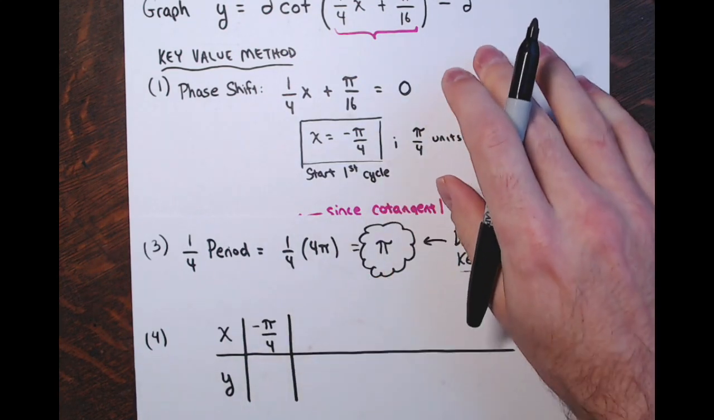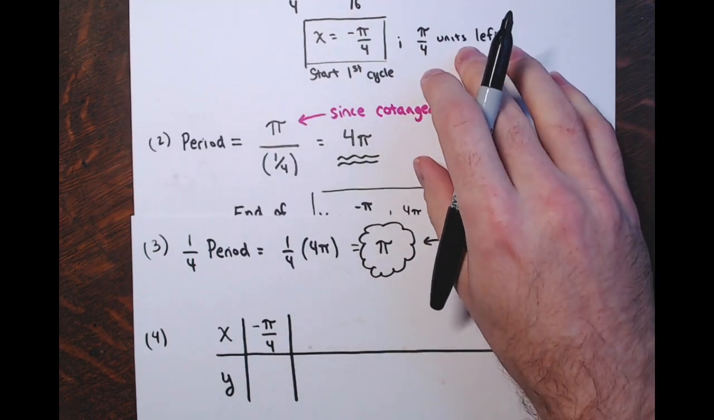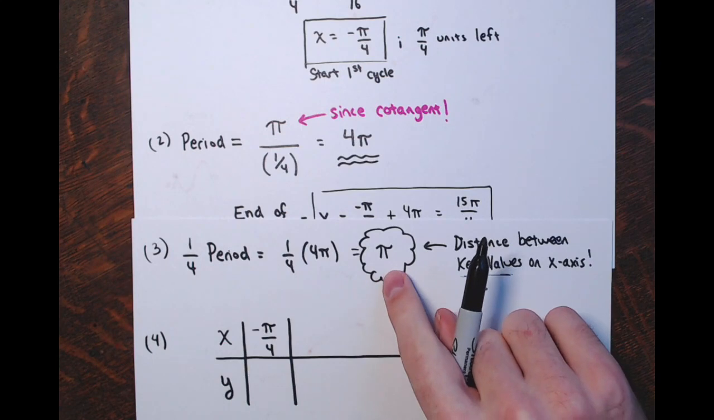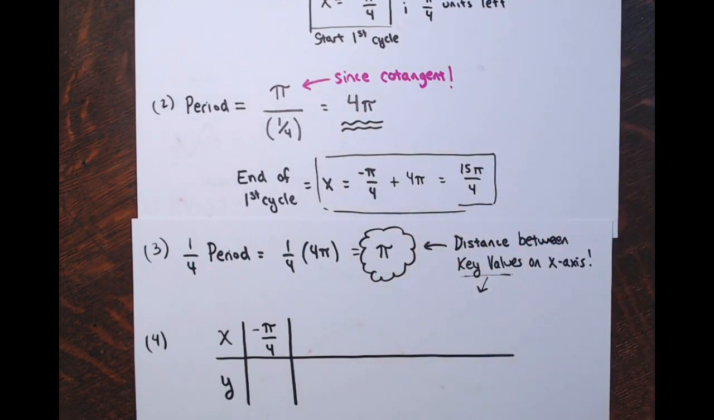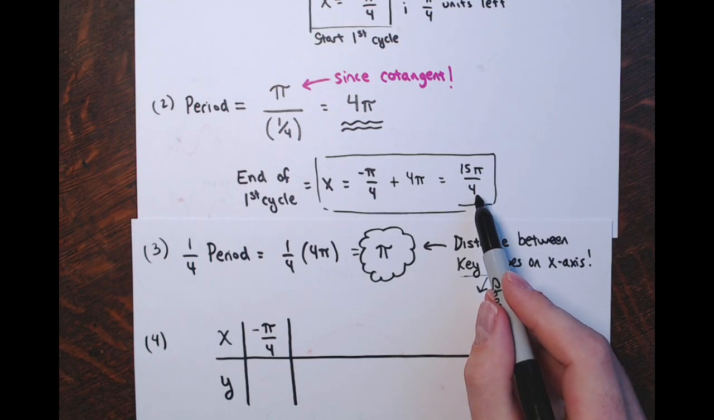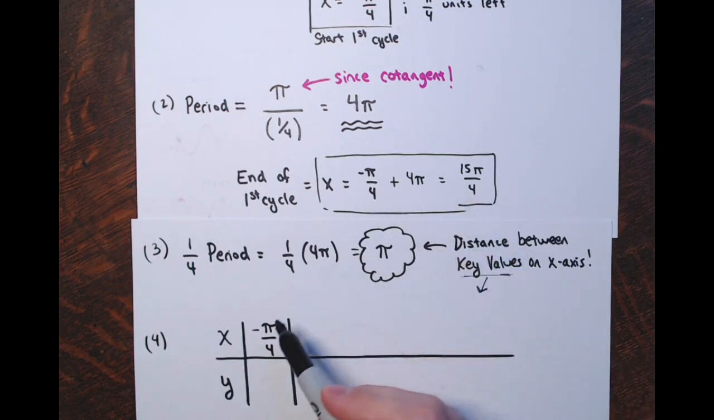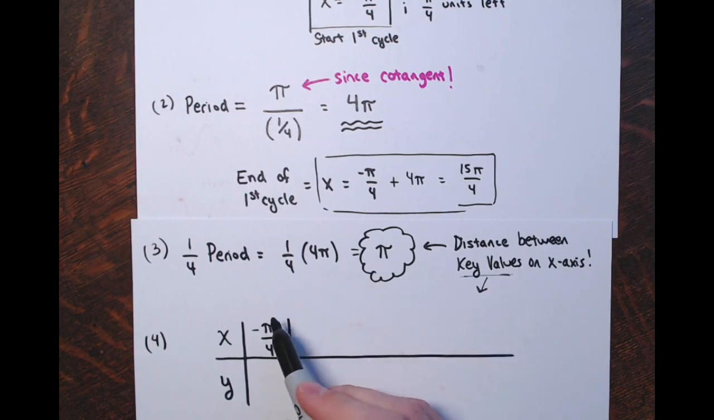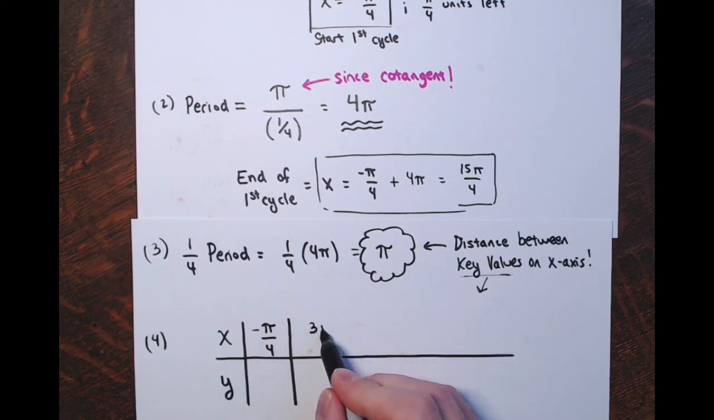Right, then I'm going to keep adding pi, right, this quarter period. I'm going to keep adding pi to get more and more of these key values until I get to the end of my first cycle, until I get to 15 pi over 4. So negative pi over 4, plus pi. Remember, pi is 4 pi over 4. So add pi, you'd have 3 pi over 4.